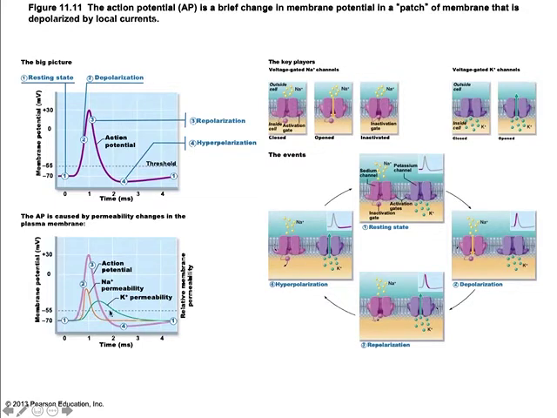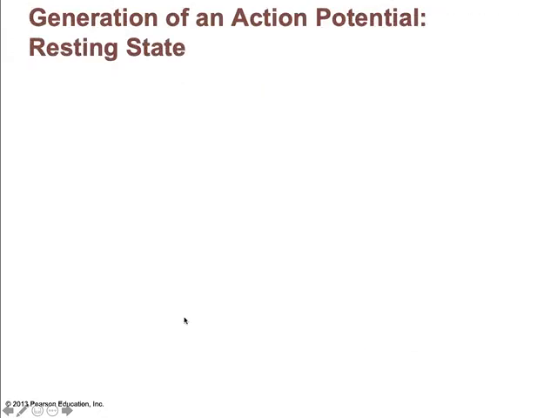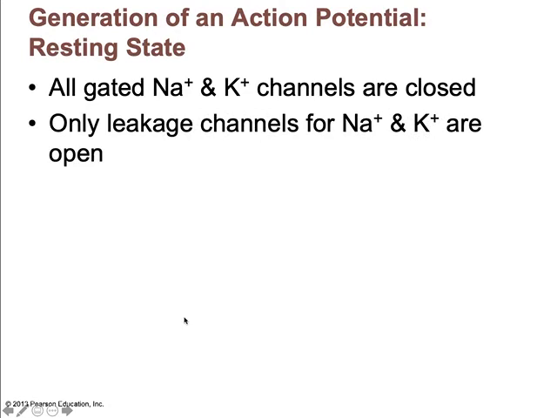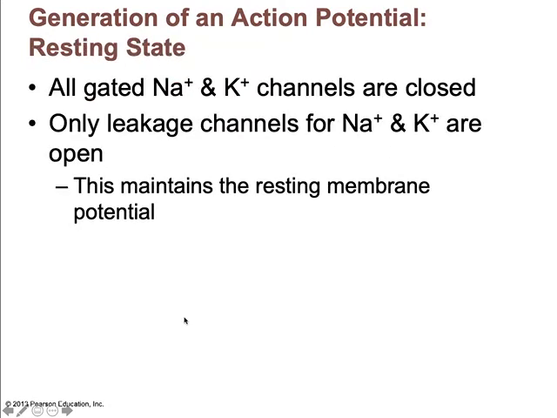Okay, and it's the length of this absolute refractory period that determines how closely together action potentials can be produced on that nerve cell. Okay, very important. In the resting state, all of the sodium and potassium channels are closed, and only the leak channels for sodium and potassium are open, and this maintains the resting membrane potential.